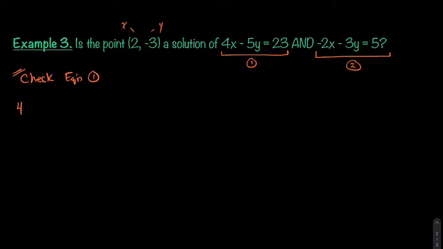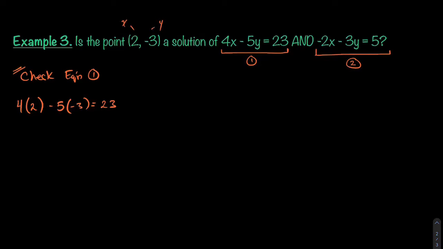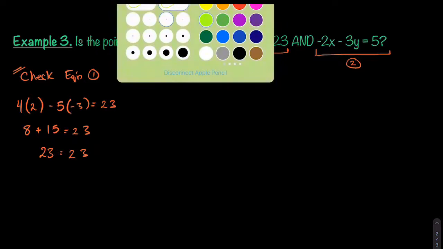So we have 4 times positive 2 minus 5 times negative 3 equals 23, okay? 4 times 2, well, that's just 8, minus 5 times negative 3. Actually, we can treat this as negative 5 times a negative 3. That's going to give you a positive, right? Positive 15. 8 plus 15 is 23, right? Good. So we're happy here, right?